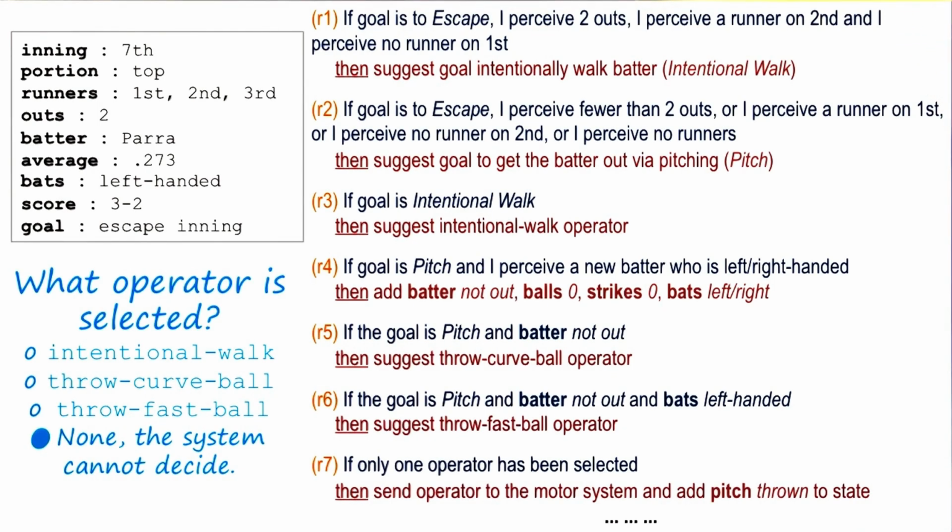So just like last time, we'll set that the goal is to get the batter out via pitching, and we'll add the necessary information to our current working memory. But when we get down here, something confusing happens. So we suggest the throw curveball operator because our goal is to pitch and the batter isn't out. But then we also suggest the throw fastball operator because the goal is to pitch, the batter's not out, and the batter bats left-handed. So when we get down to Rule 7, which is if only one operator has been selected, it doesn't fire. So our current rules don't actually lead anywhere. We never bottom out. We never figure out what we want to do.